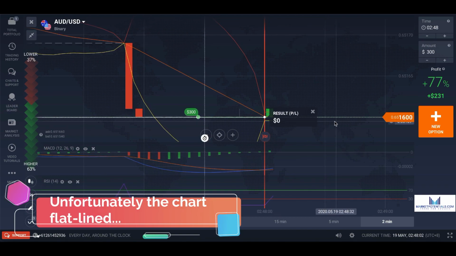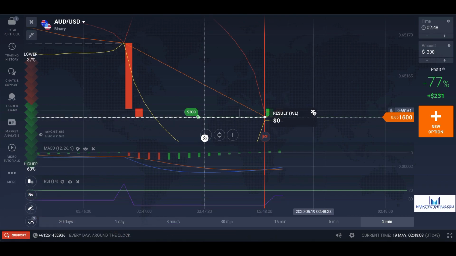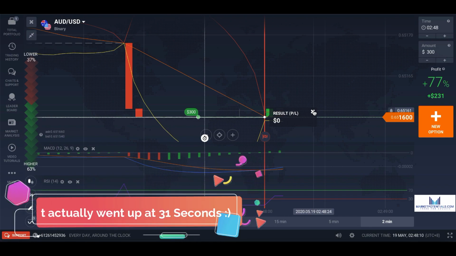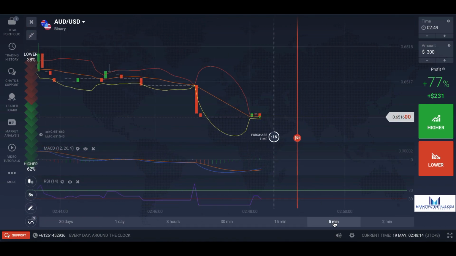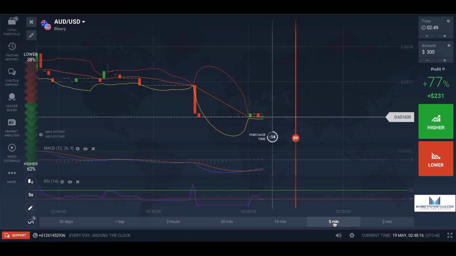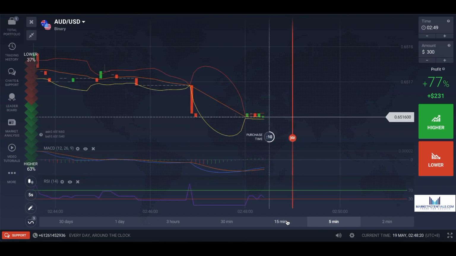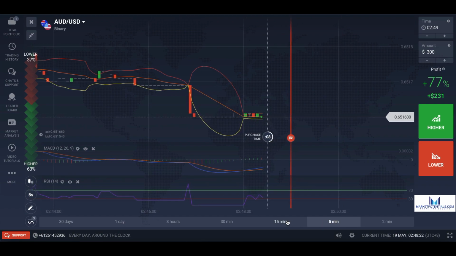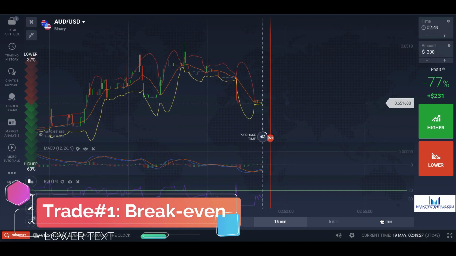All right, unfortunately I missed it by probably just a second. Okay, but that's fine, sometimes it happens. As you can see, it's already correcting a tad bit, but it was basically flat out. All right, that's all right. So in this case, we just broke even. I didn't make any money, I didn't lose any money, so that's okay.